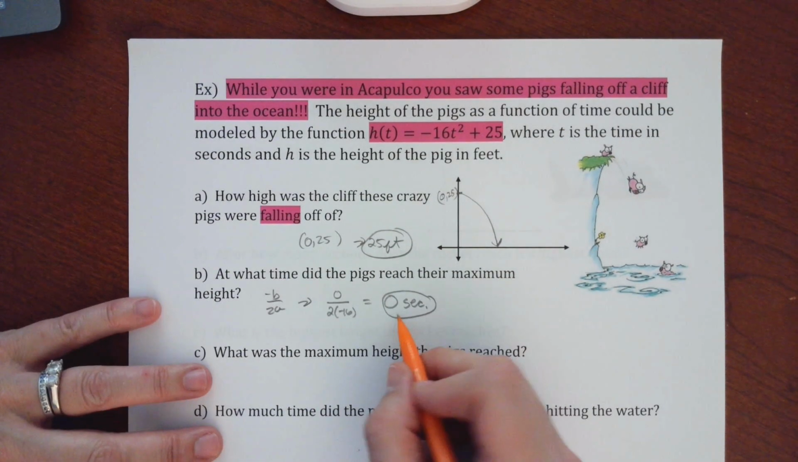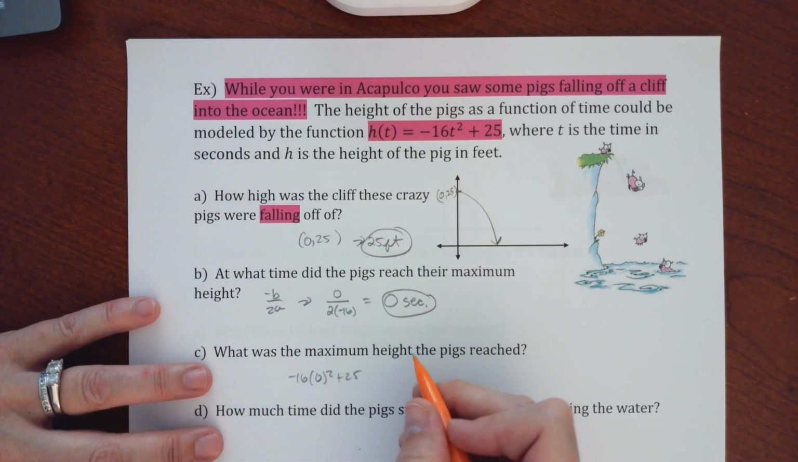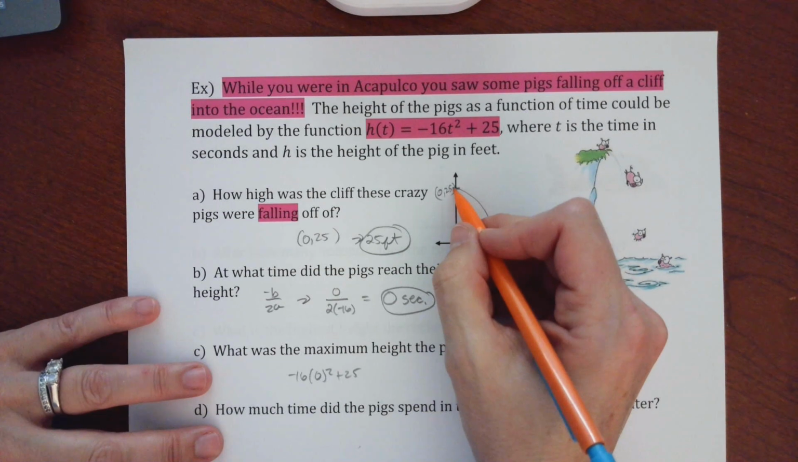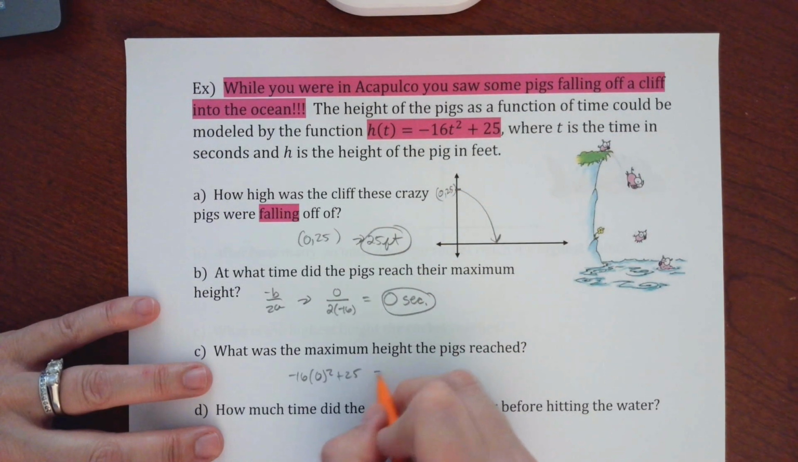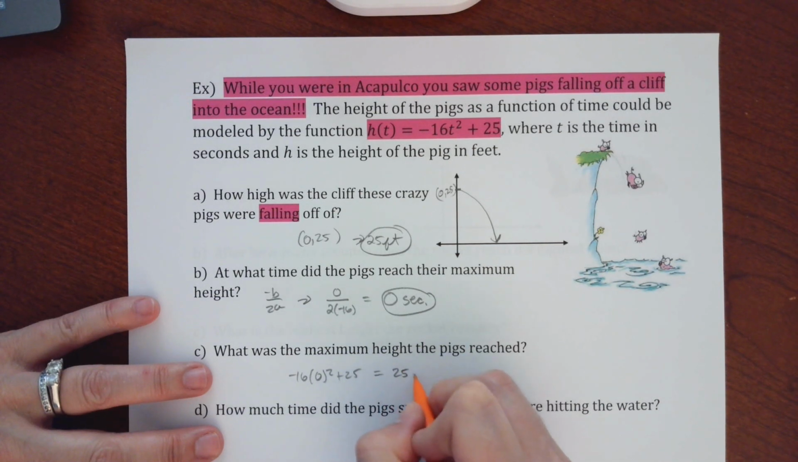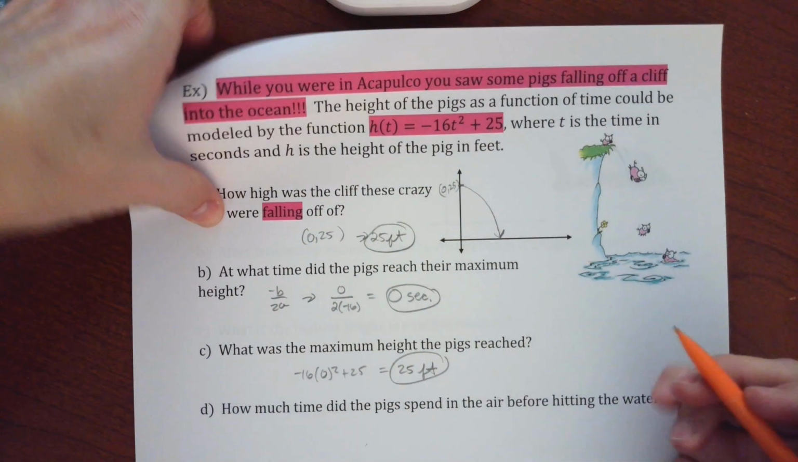All right, what was the maximum height? Well, I got to plug 0 into this problem. So negative 16, 0 squared, plus 25. Well, we already knew that 25 was the highest because they didn't get higher after they fell off the cliff. They went down. So that one equals 25 feet, right? Yeah, feet.